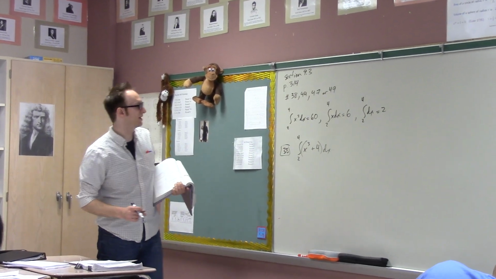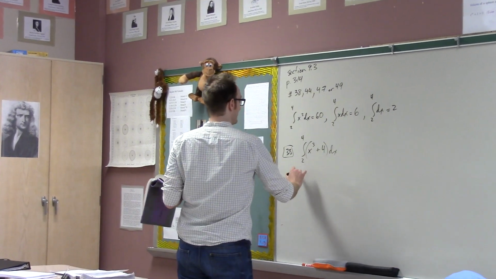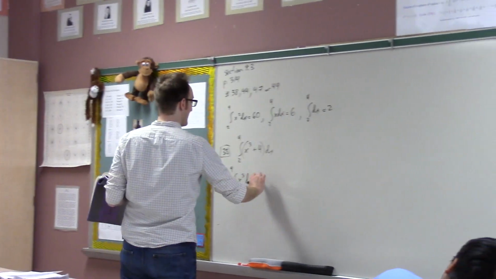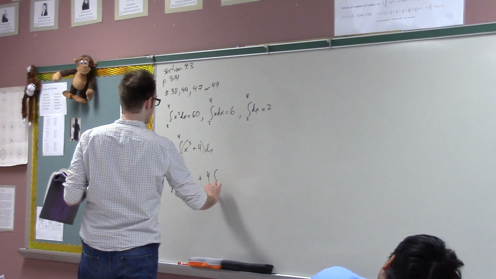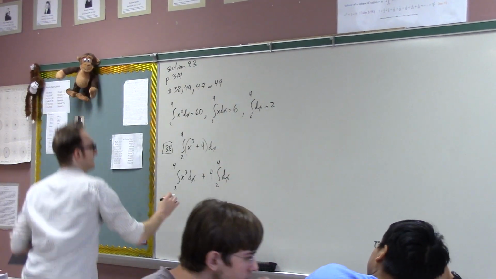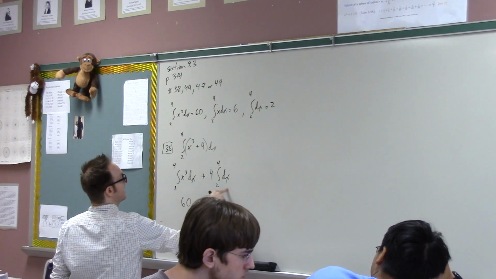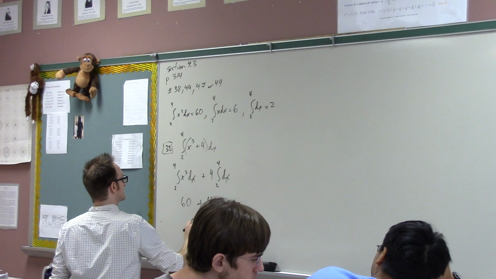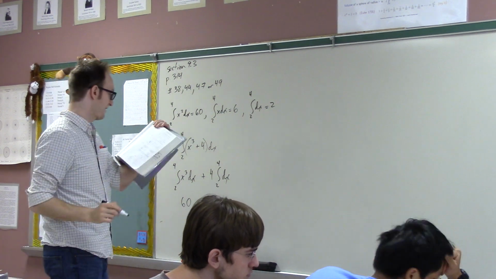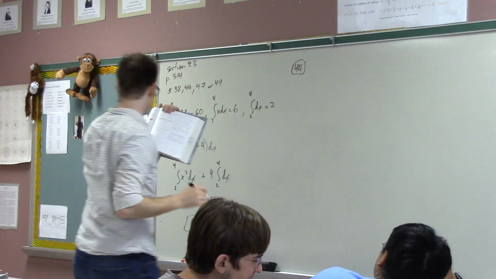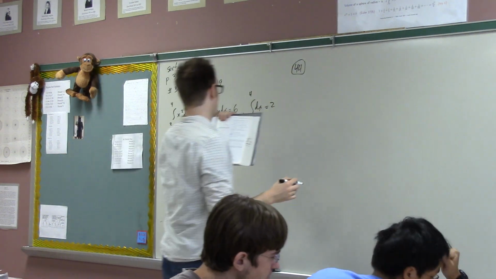So split it up. If I just rewrite this as the integral from 2 to 4 of x cubed dx plus 4 times the integral from 2 to 4 of dx, then this is, because they told me 60, and this is 4 times 2, so it's just 68. That's pretty easy. I don't even know if we needed to do that. 44 was a similar kind of problem.